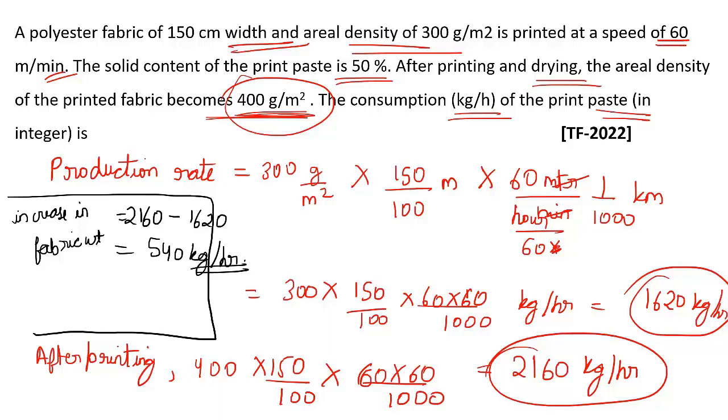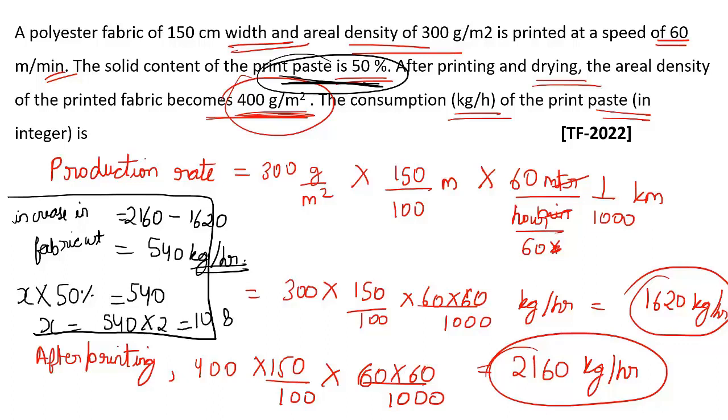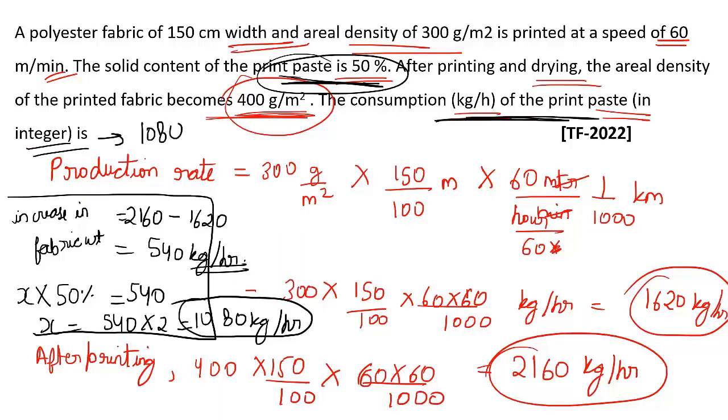Also it is given that the solid content of the print paste is only 50%. So how much will be the consumption of the print paste? Let the consumption be x. The total weight x into 50% is solid, and that comes out to be 540. So when you solve, 540 into 2, the weight comes out to be 1080 kg per hour. The consumption of the print paste in integer is 1080.